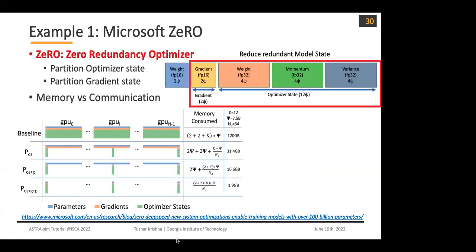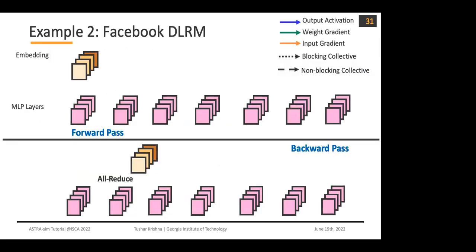So Zero was this interesting technique where you partition the optimizer state and the gradient state as well. So it's not just the model weights, but the optimizer and gradient state is also partitioned. And it has this interesting knob where you can trade off the amount of communication and memory requirements. You partition this, so you increase communication, but now you have a lesser memory requirement. So again, these are interesting hybrid schemes that are being proposed.